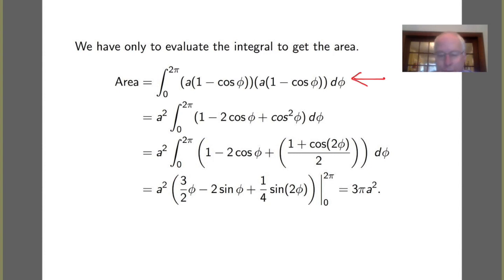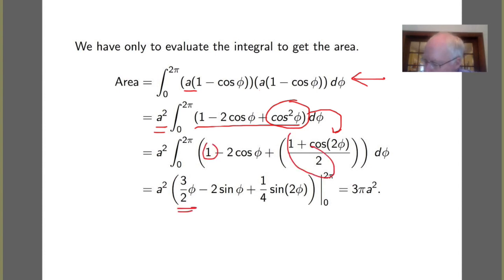To evaluate this, we would expand it. The a squared comes out in front because a is a constant. And then we expand the 1 minus cosine phi squared to get the expression in here. So this is not a hard integral. Remember, to integrate cosine squared, we use the half angle and write it as 1 plus cosine 2 phi all over 2 d phi. And then the 1 and the 1/2 here give us 3 halves.